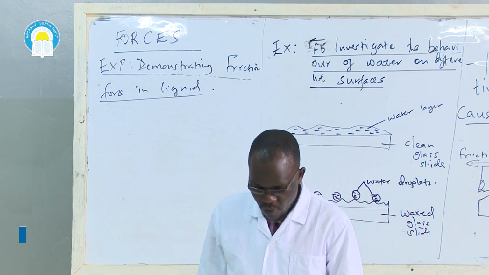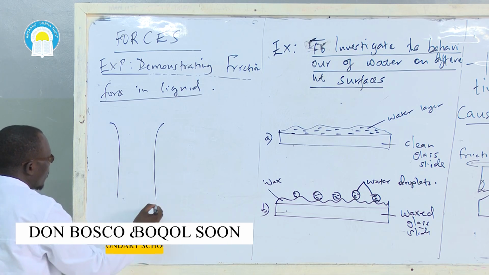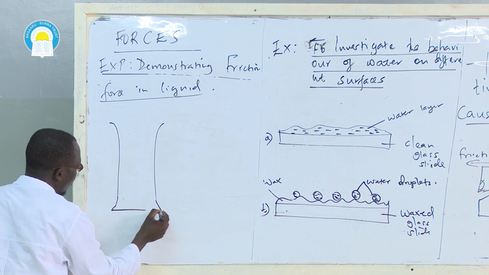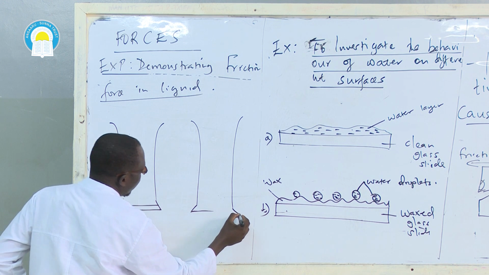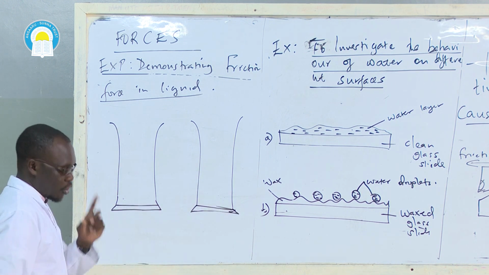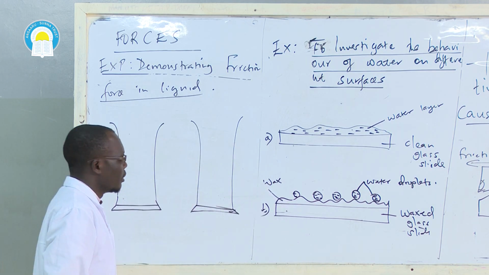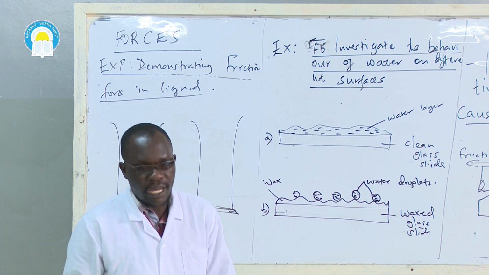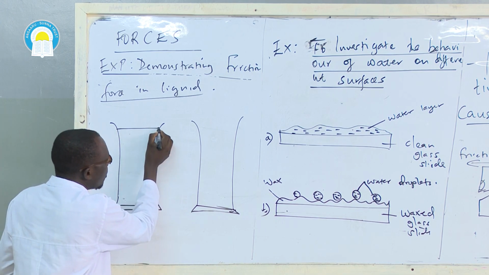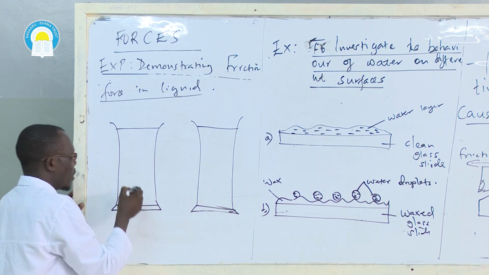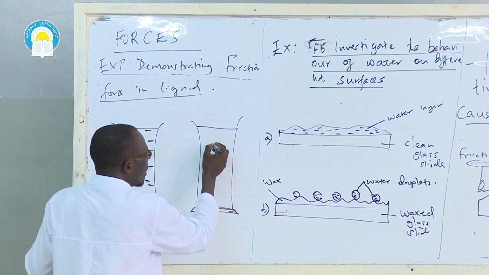In this experiment, we need 2 measuring cylinders. That is a measuring cylinder. Another measuring cylinder could be identical measuring cylinder. We need 2 identical measuring cylinders. We need 2 ball bearings. We need water and we need glycerin. So we are going to fill these measuring cylinders with the 2 liquids. One, we fill it with water to the rim. The other one, we fill it with glycerin.